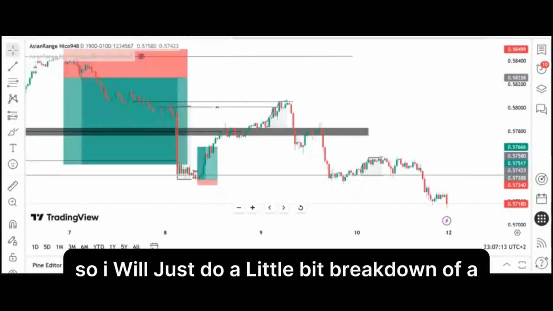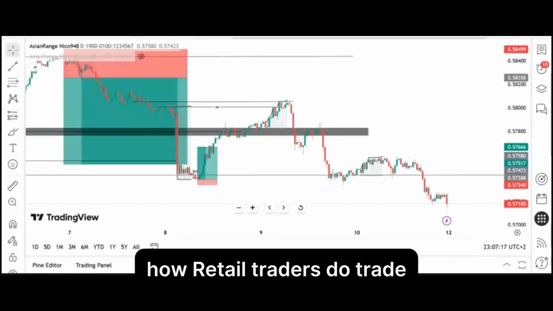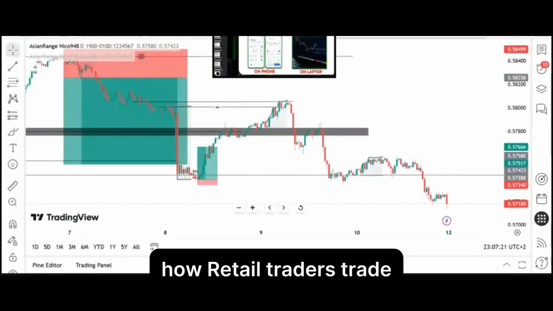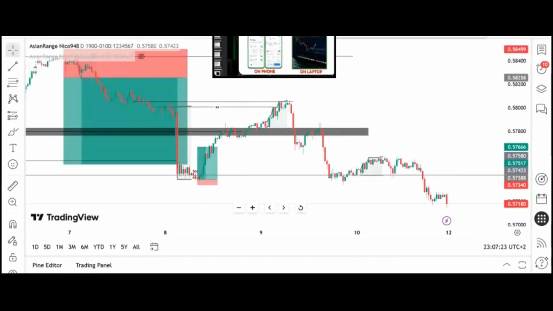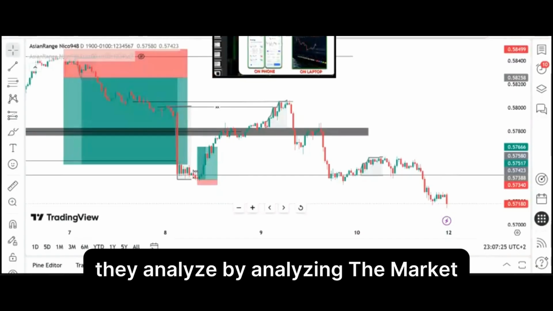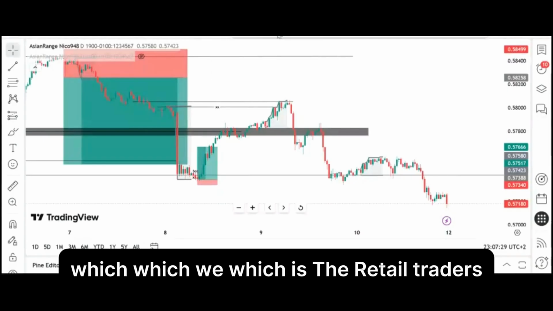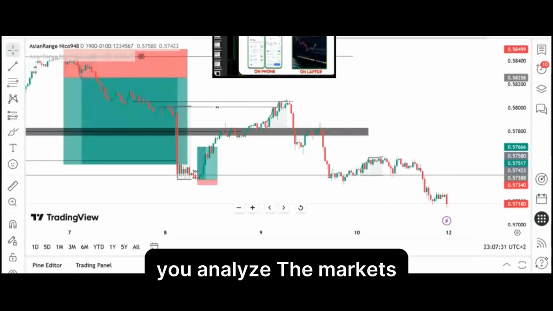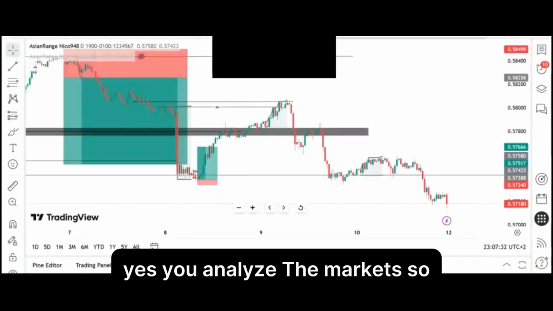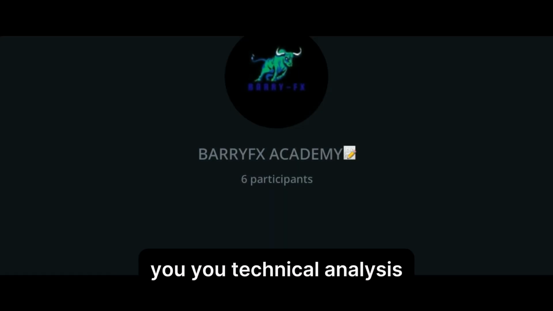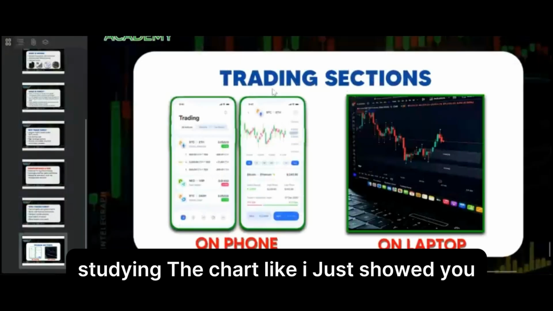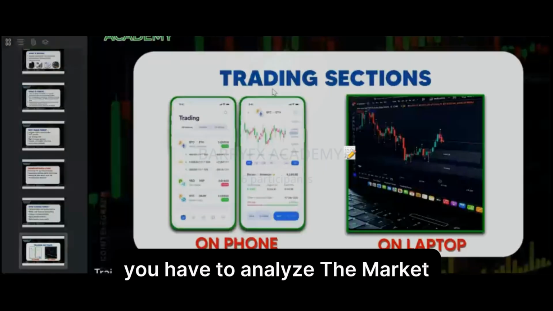I will just do a little breakdown of how retail traders trade. Number one, you analyze the market. You do technical analysis, studying the chart, like I just showed you. You have to analyze the market.